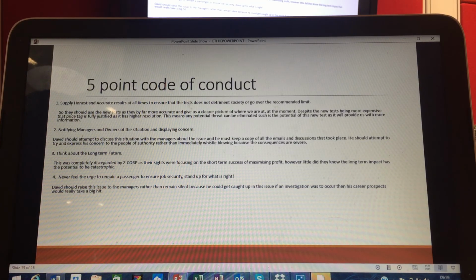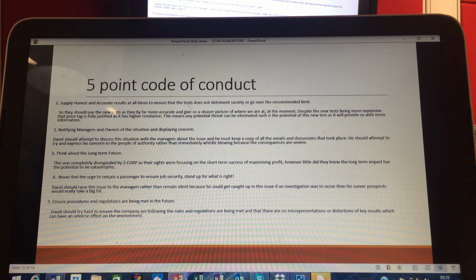Never feel the urge to remain a passenger to ensure job security. Stand up for what is right. David should raise this issue to the managers rather than remain silent, because he could get caught up in the issue if an investigation was to occur. Then his career prospects would really take a big hit.